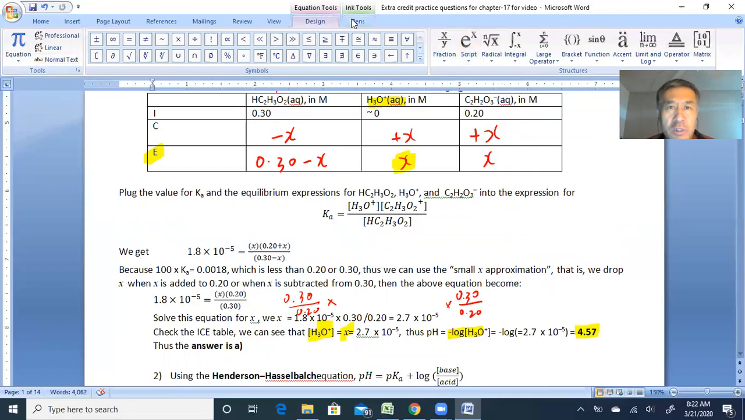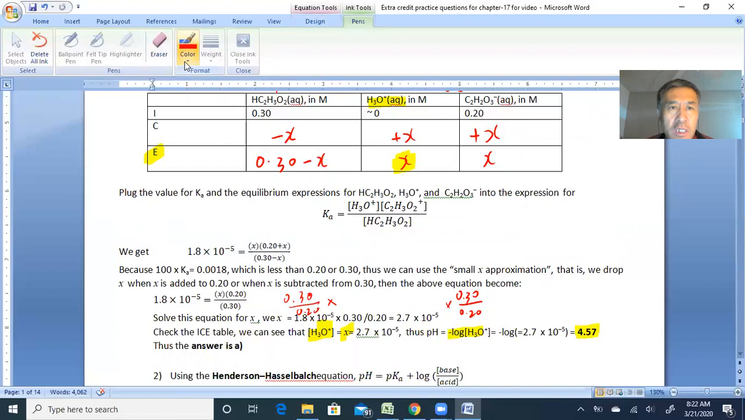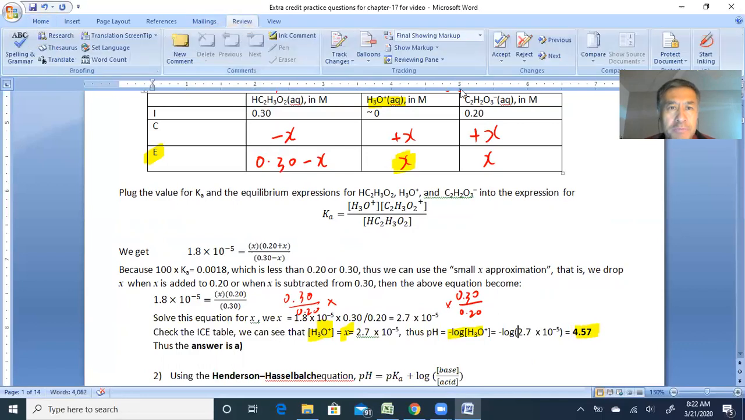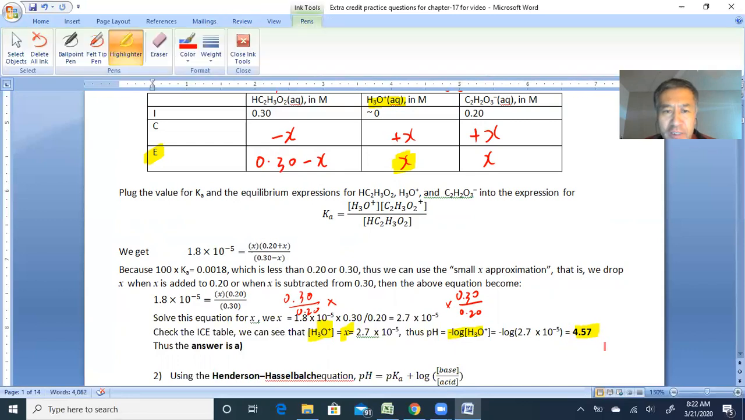Okay, so let me correct. There's an error here. So start by deleting this equal sign. Okay, so let me do that. Don't need that equal sign. Okay, so then finally you get the pH 4.57. So the answer is A.